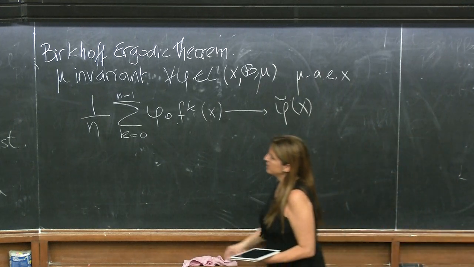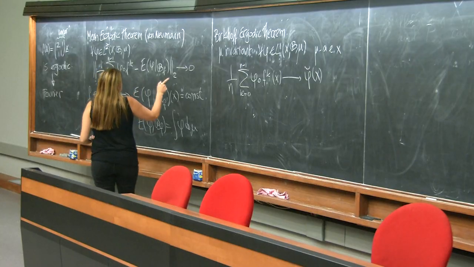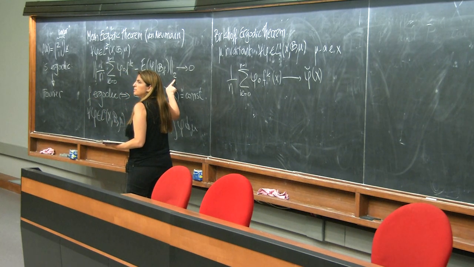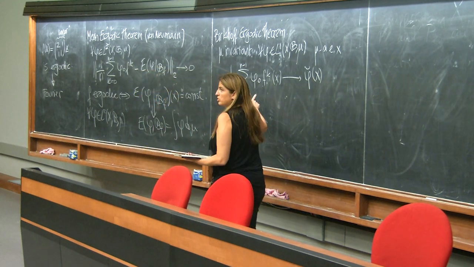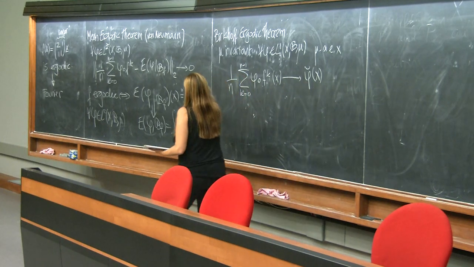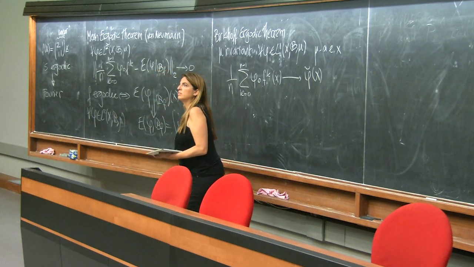But now we have that if this converges in L2, this implies that there is a subsequence that converges almost everywhere. But since this sequence converges almost everywhere, this implies that this map and this map coincide almost everywhere. Yes?